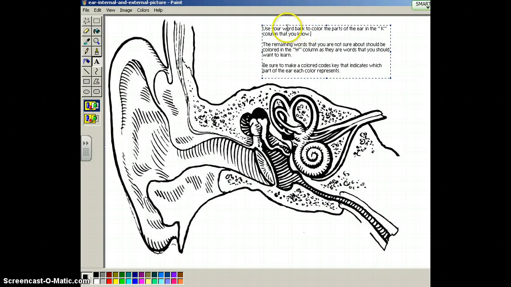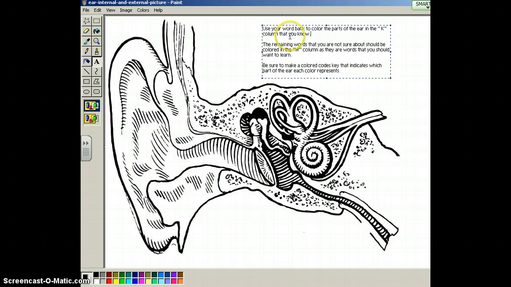The K column, they were supposed to use the word bank to color the parts of the ear in the K column that they know. So if they knew the parts of the ear from the word bank, like the eustachian tube or the ear canal or the eardrum or the tympanic membrane, which is the eardrum, or the anvil, etc., they were to color it in any color of choice on the K column.